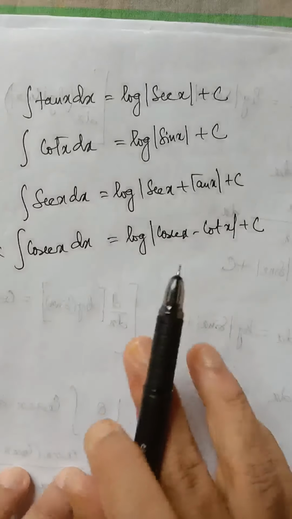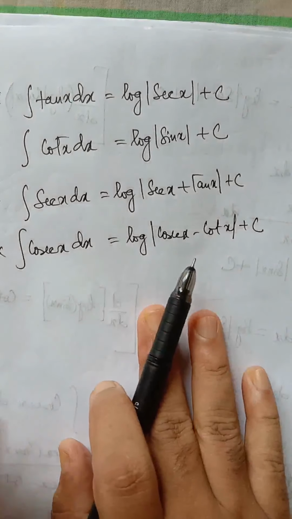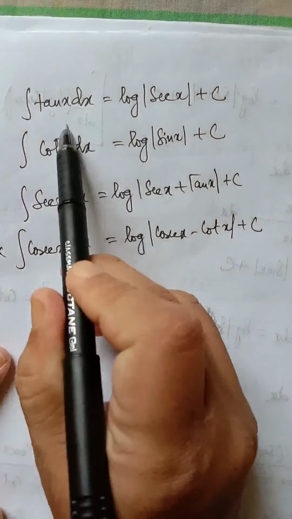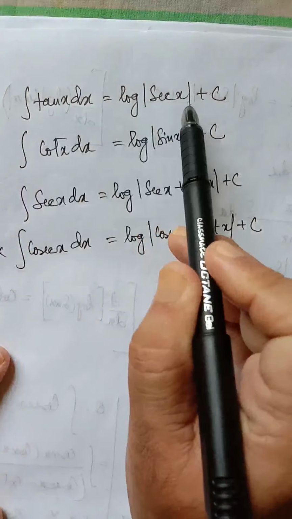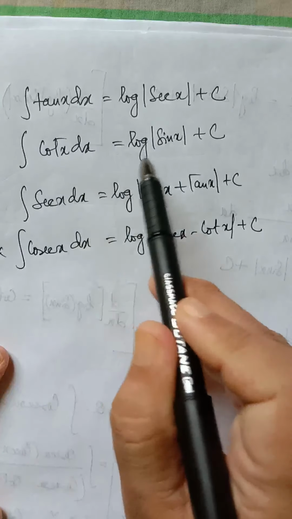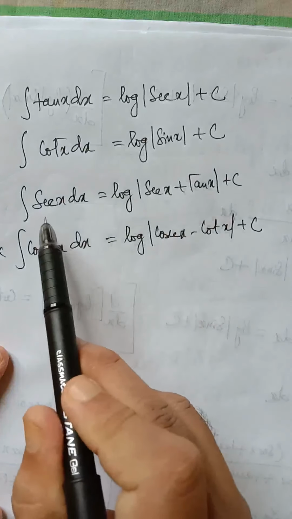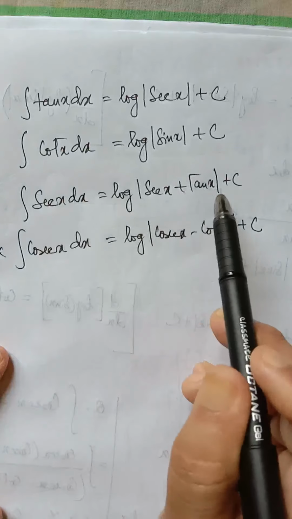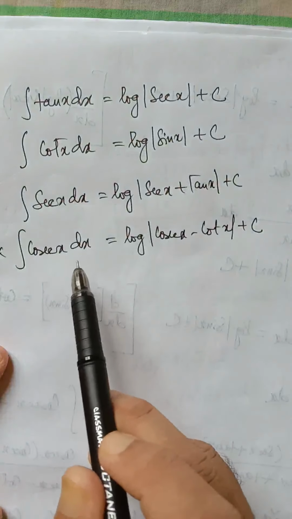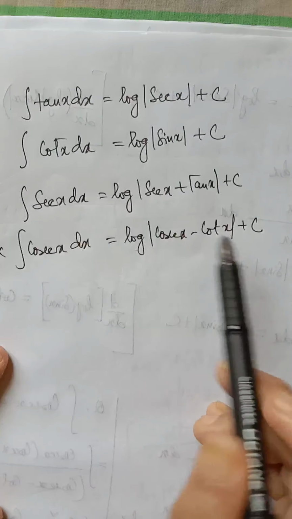So these are the four formulas we have got just now, and we have to remember: integration of tan x is log of sec x, integration of cot x is log of sin x, integration of sec x is log of sec x plus tan x, and integration of cosec x is log of cosec x minus cot x.